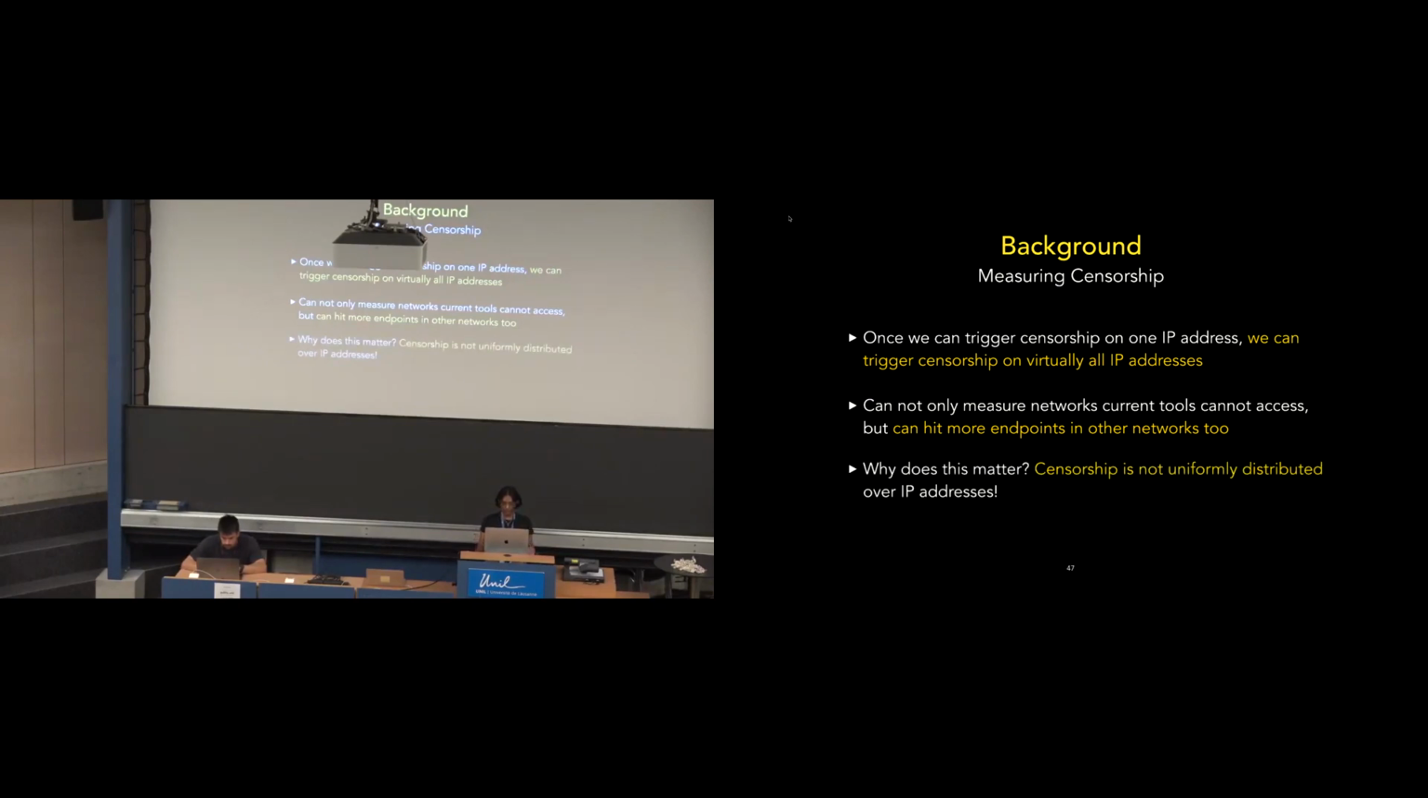So you might ask, why does it matter that you can hit more endpoints? Well, in our previous study in Turkmenistan, we discovered that censorship is not uniformly distributed over IP addresses, even within the same /24. So some IP addresses experience censorship while others don't. And so our tool gives the added benefit of identifying how diverse censorship is within an AS or another network.